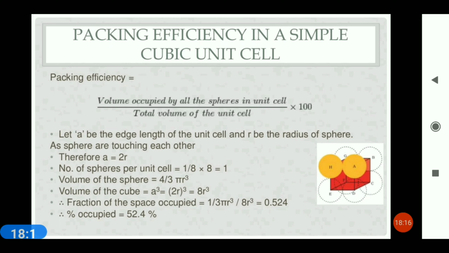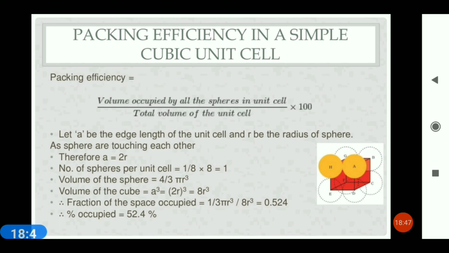In this derivation is there, but you have to learn the packing efficiency directly. In order packing, first of all, what is packing efficiency? Packing efficiency or packing fraction. So the percentage of total space filled by the particles is called packing efficiency. And when we say packing fraction, then the fraction of the total space filled is called packing fraction.